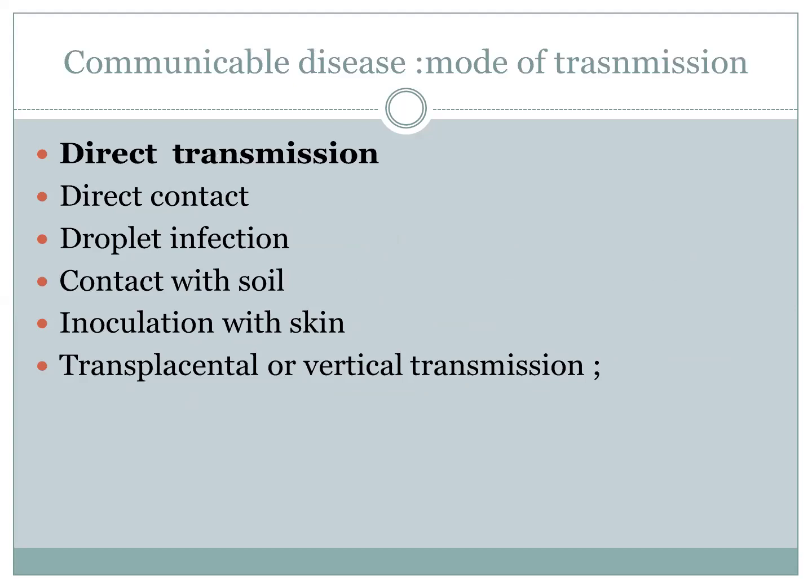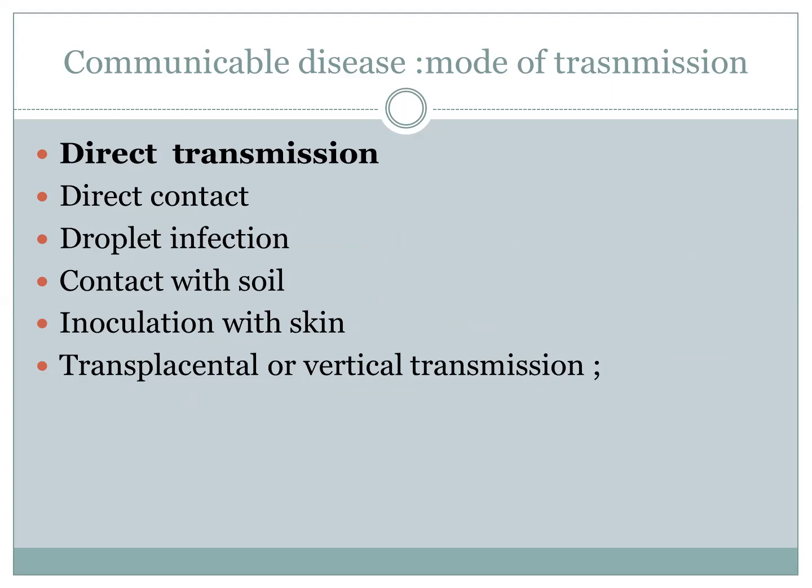Then there are two modes of transmission: direct transmission and indirect transmission. Direct transmission can be direct contact, for example, sexual contact. Direct transmission also includes droplet infection. For example, TB and the COVID virus are transmitted through respiratory air droplets.